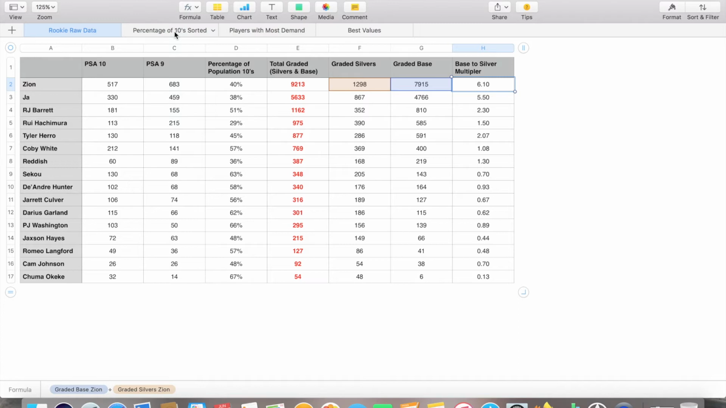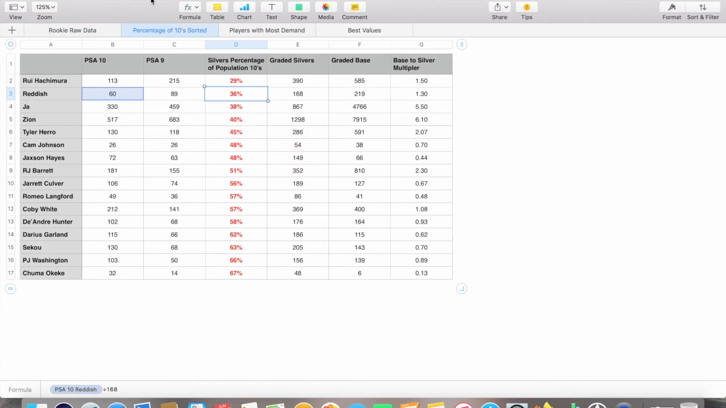And the first thing that we're going to do, we're going to go to this next tab, which is the percentage of PSA 10s sorted by lowest to highest. So I just wanted to get a sense of what the toughest grades on certain players' cards were. At the very bottom, we have Rui Hachimura, which only 29% of his silvers submitted have gotten PSA 10s. That's a super, super low percentage, and typically you don't even see that low of a percentage for modern day cards. Then the next up we have Cam Reddish, 36%, Ja 38%, Zion 40%.